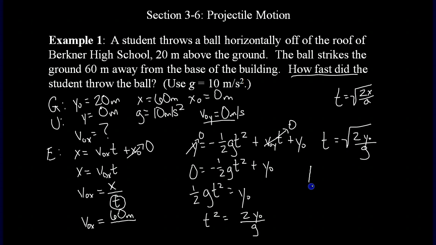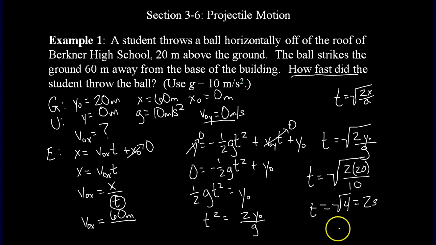So now let's plug in some numbers. So we know the time that it's in the air is 2 seconds. So the initial velocity in the horizontal direction then had to be 30 meters per second.